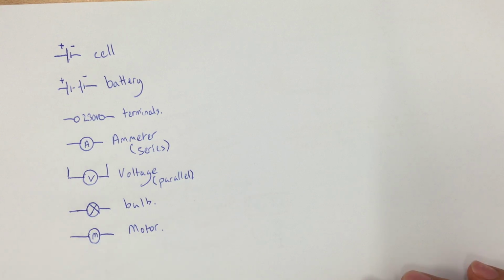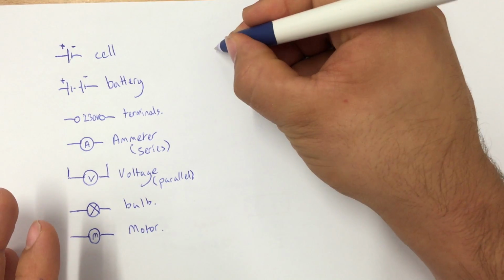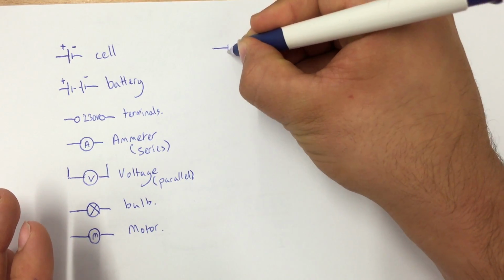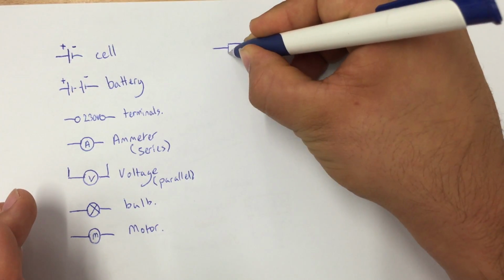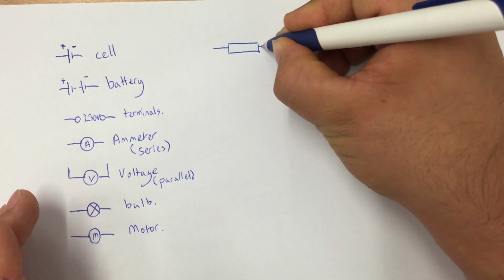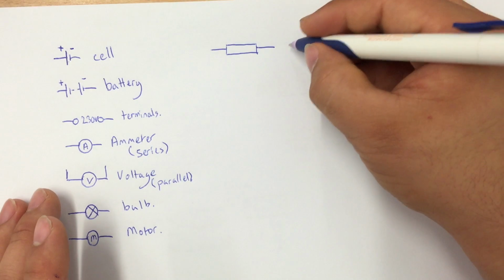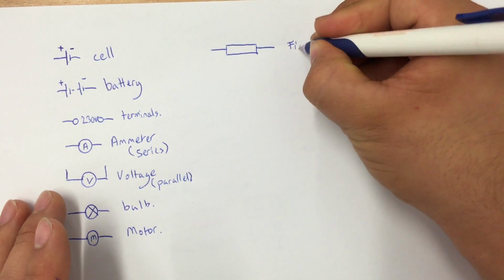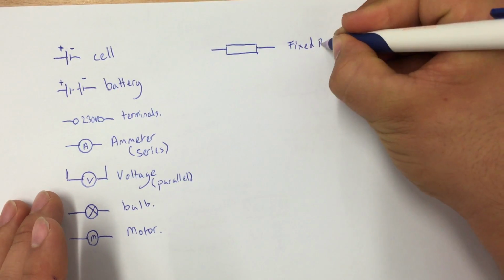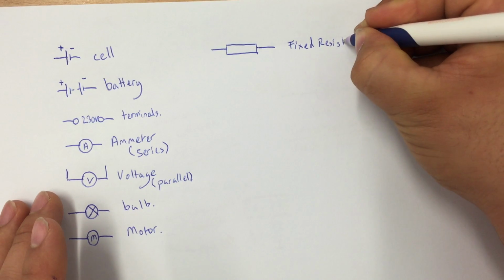common component that you will have is a resistor. Now, resistors are important because they come in a whole variety of shapes and sizes. Now, you might think, why do I want to add a resistor? Why do I want to add resistance to a circuit?